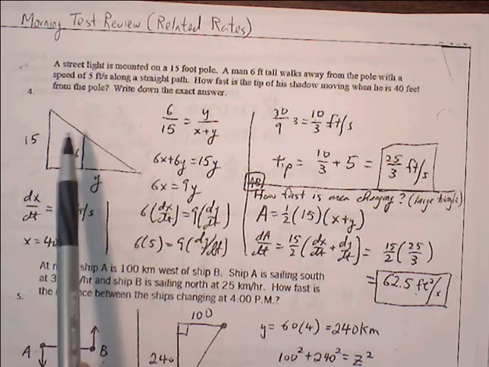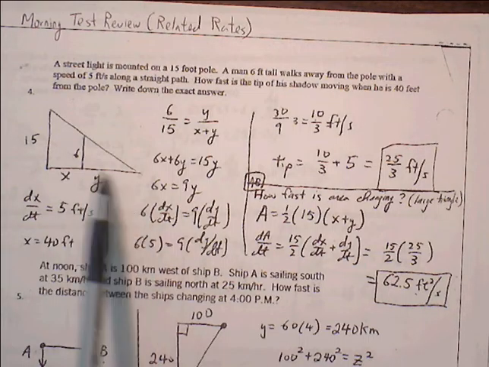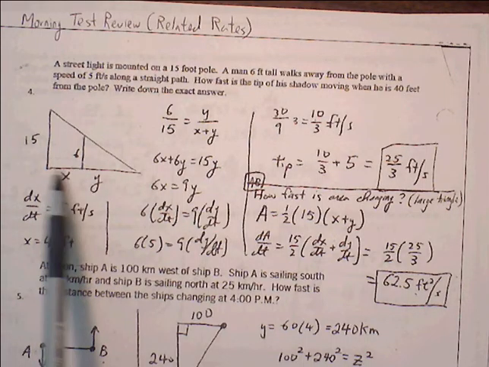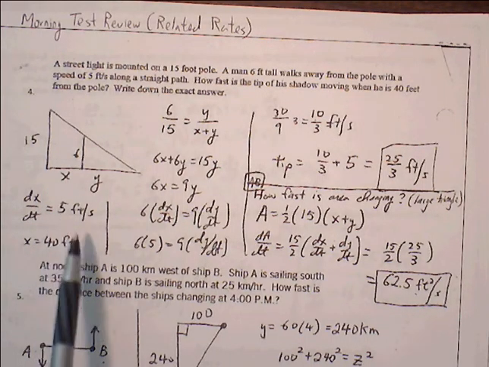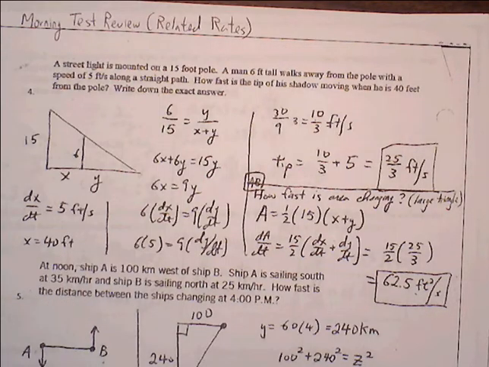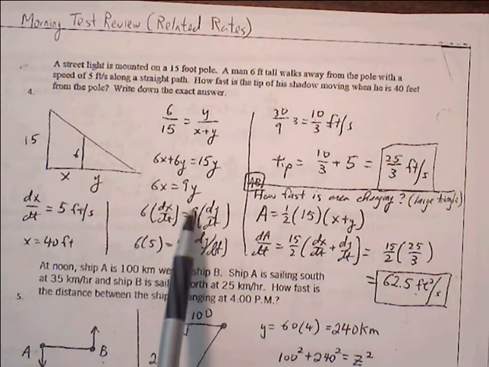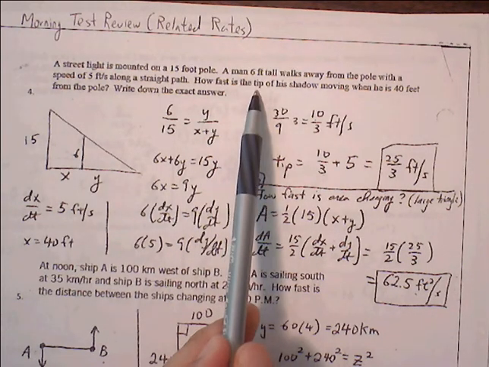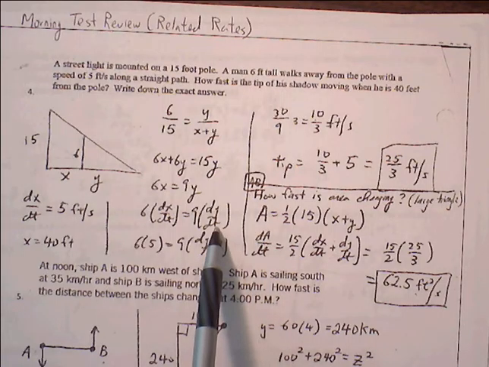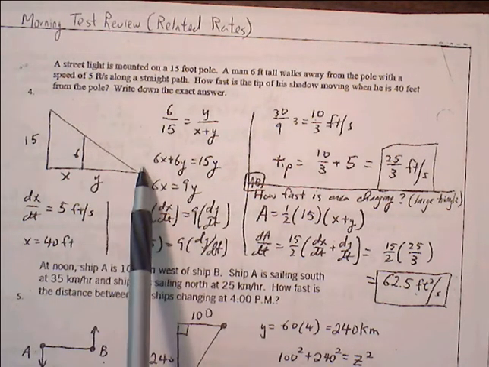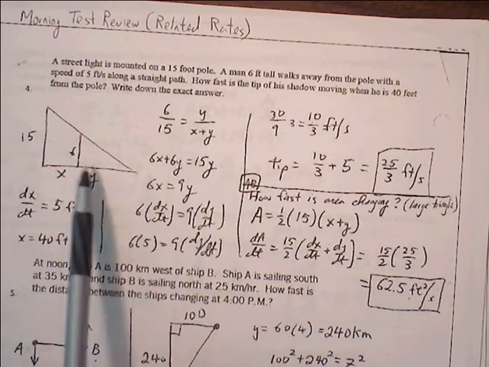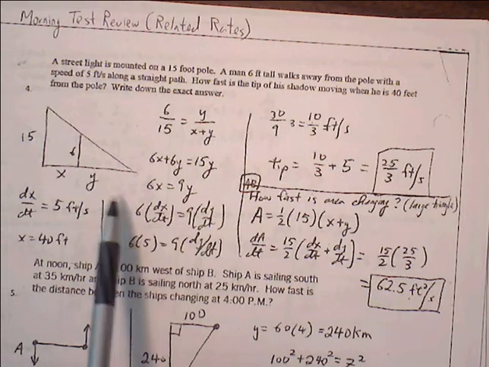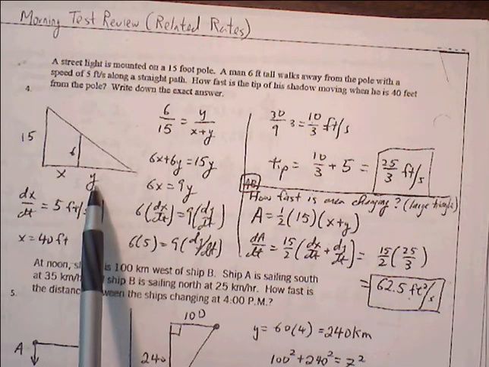We know that the person is walking away from the pole, so x is increasing over time, so dx/dt represents the speed of the person, 5 feet per second, at the moment when x is 40 feet. If we can find dy/dt, then we can use that to find how fast the tip of the shadow is moving, because dy/dt represents the rate of change of the length of the shadow, and the tip of the shadow moves at the sum of the two rates: the rate of the person walking plus the rate at which the length of the shadow is increasing.